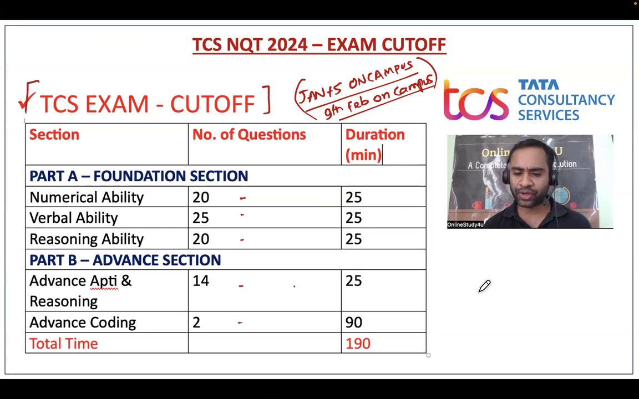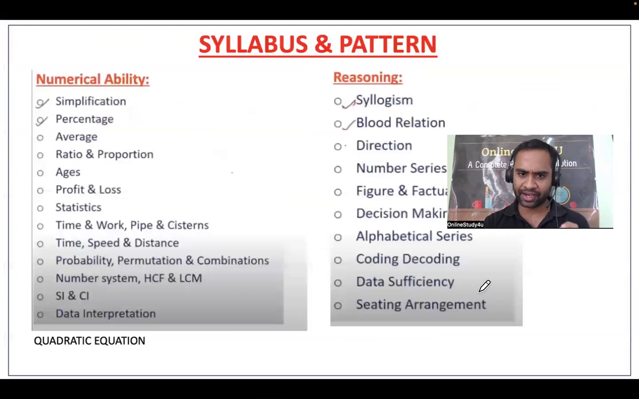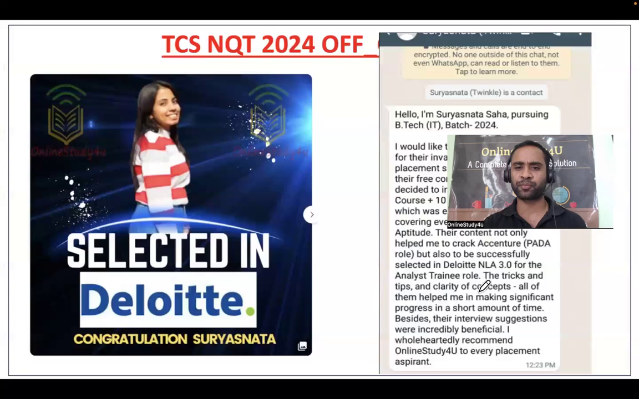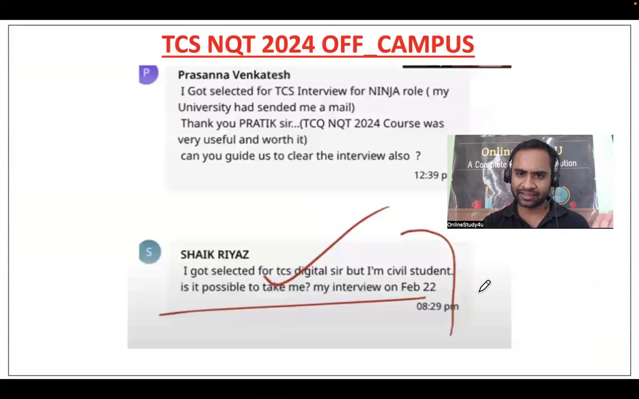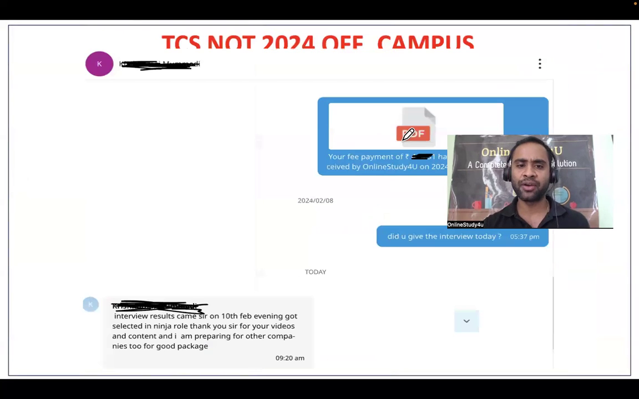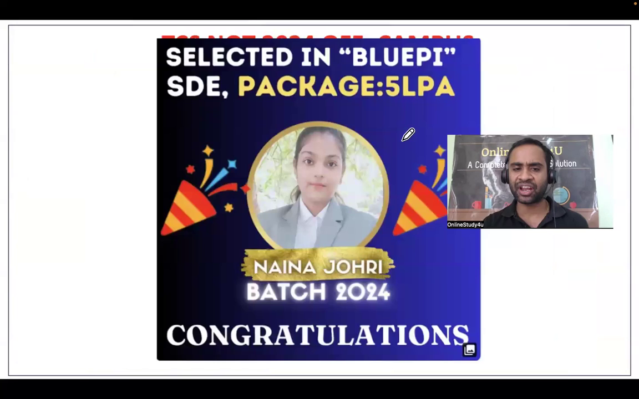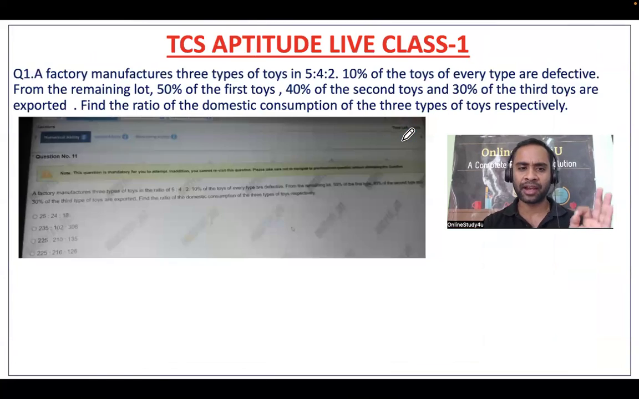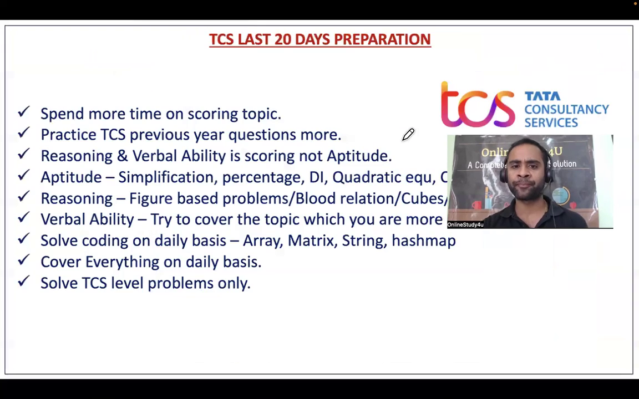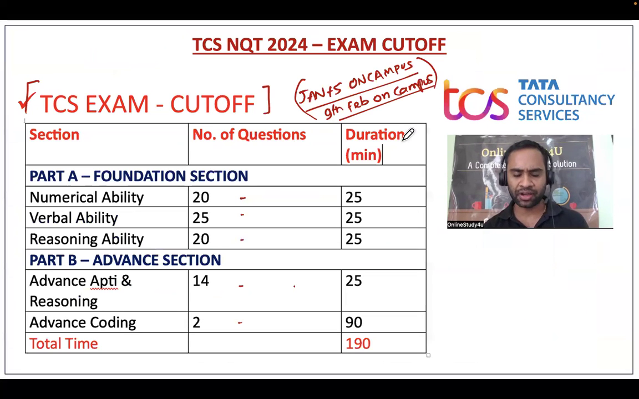Now, as I have told you earlier also, friends, there are many students who got selected for TCS Prime and TCS Digital, right? TCS Digital is for 7 LPA, TCS Prime for 9 LPA. There are many of our students who got selected in TCS Ninja, TCS Digital, TCS Prime, and you would have seen all those things. So I talked to them, and based on that, I have got the data.